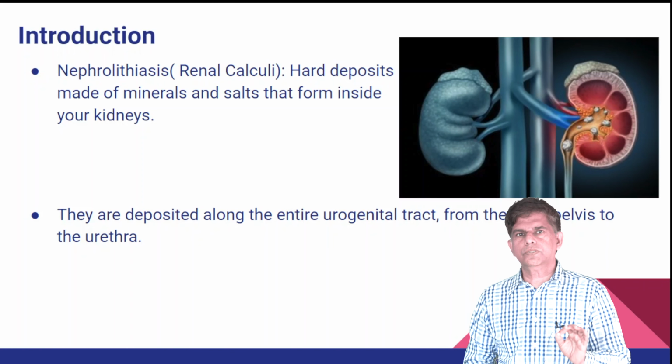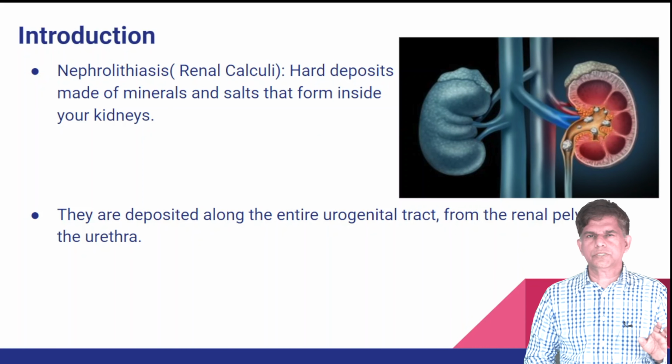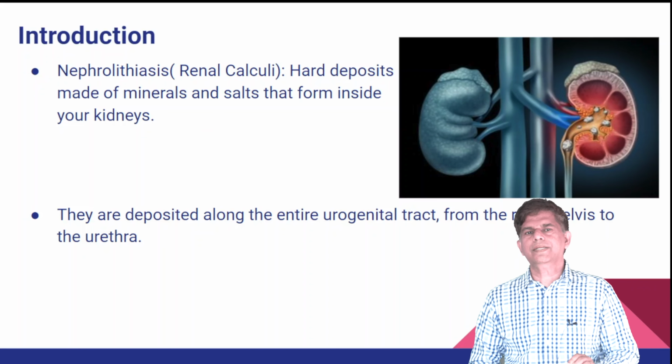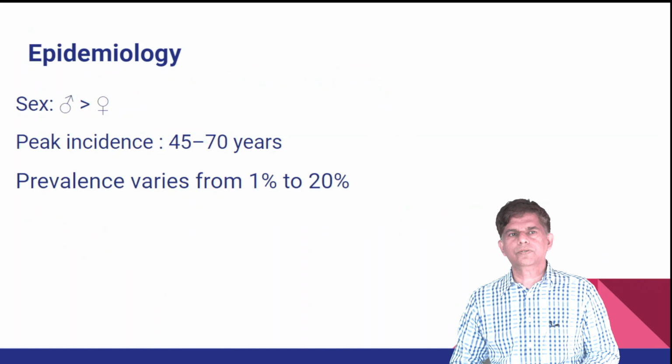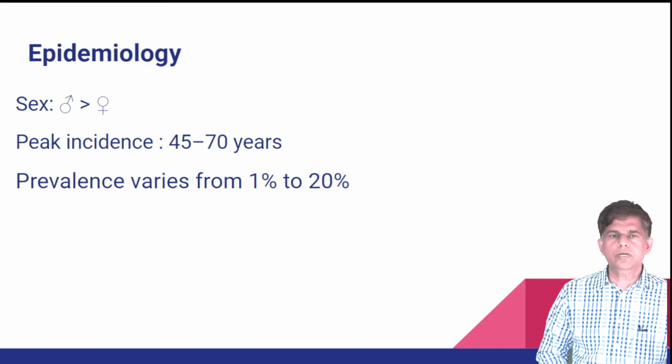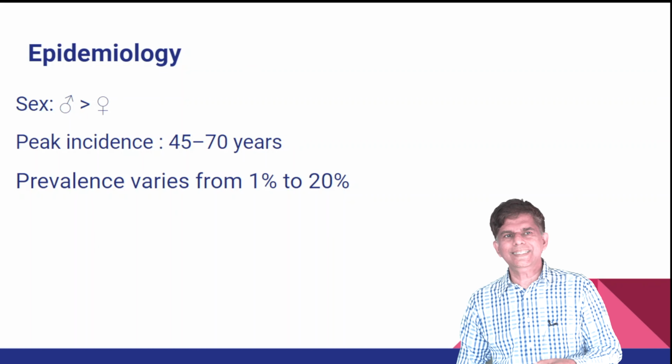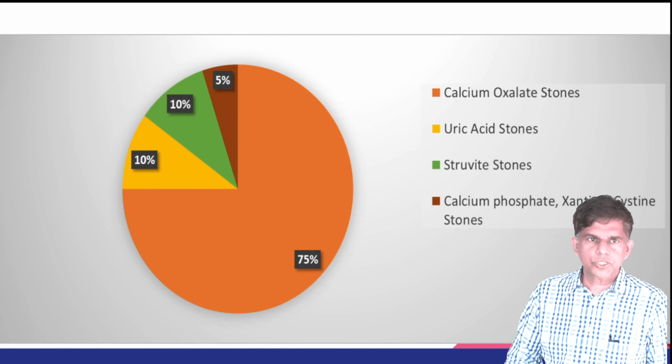So what are renal stones? They're hard deposits of minerals and salts anywhere from the kidney to the urogenital tract, renal pelvis, urethra. Could be any of those places, okay? Epidemiology, male more. Peak incidence 45 to 70 years. Prevalence like 1 to 20%.